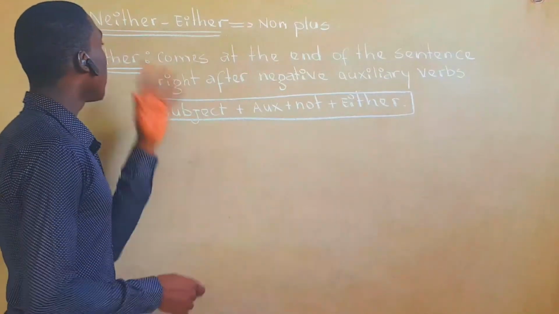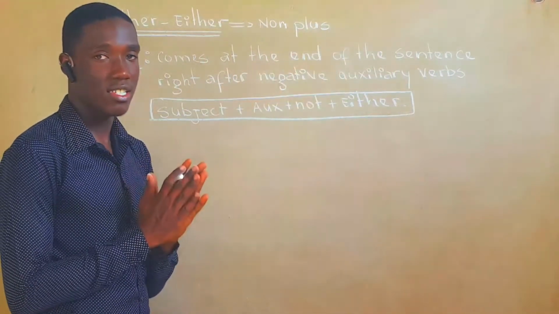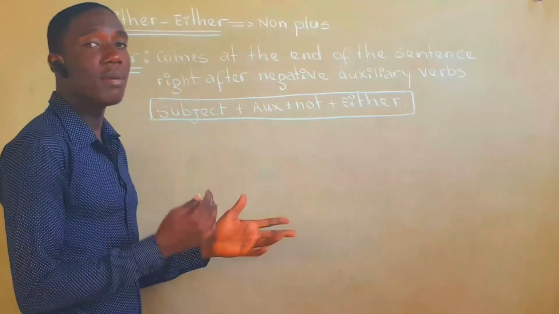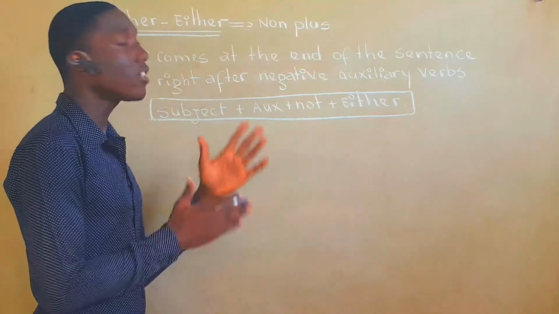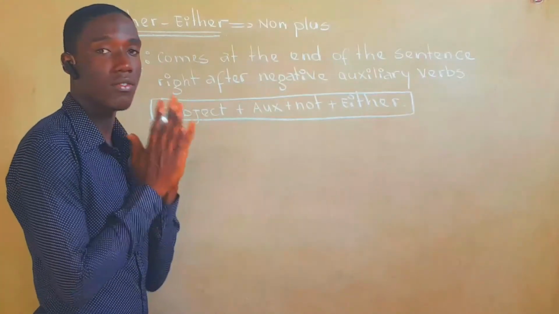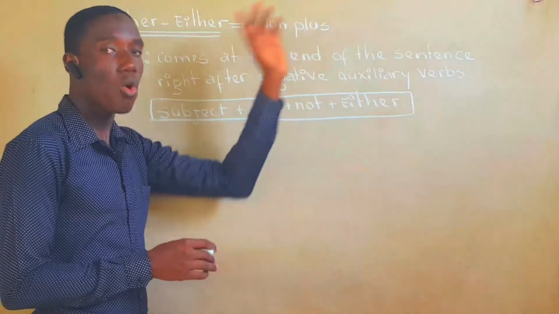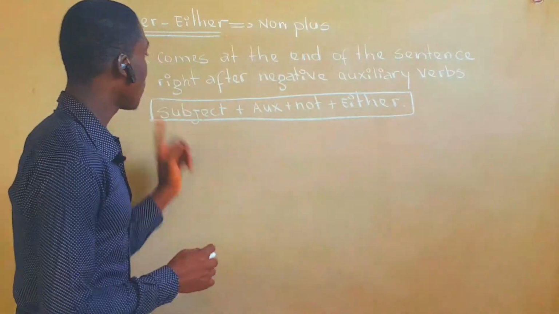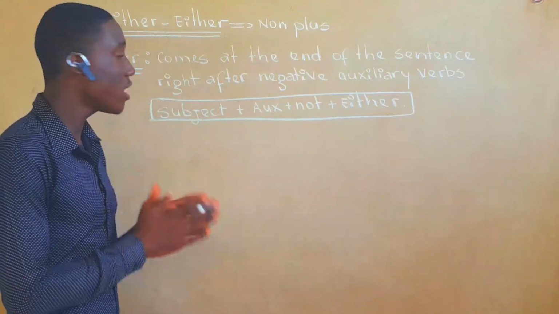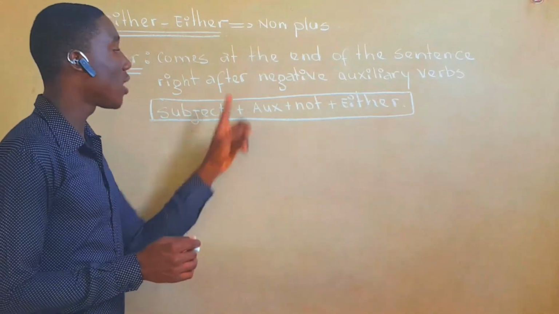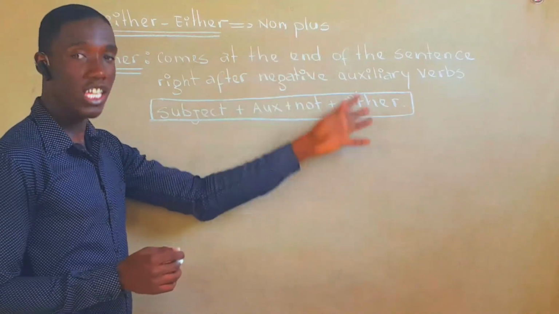Either comes at the end of the sentence, right after the negative auxiliary verb. Now this is the structure of either: subject plus auxiliary plus not plus either.